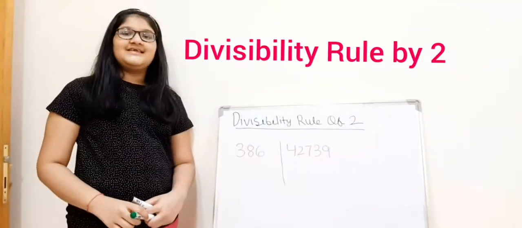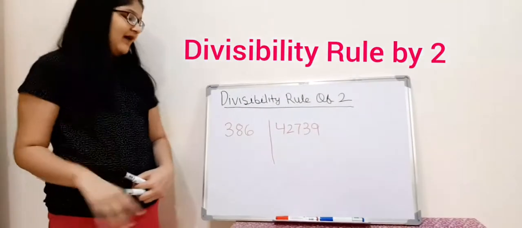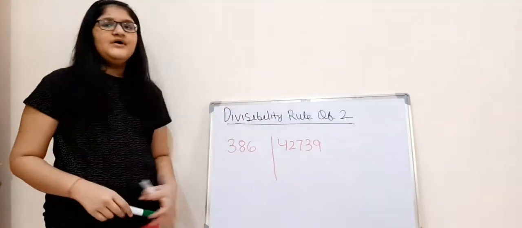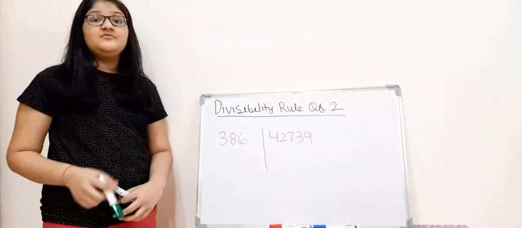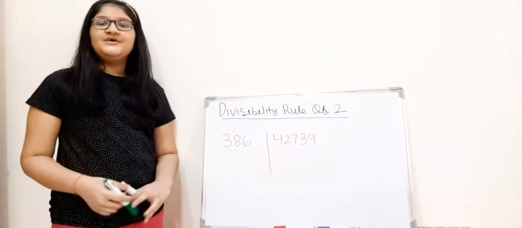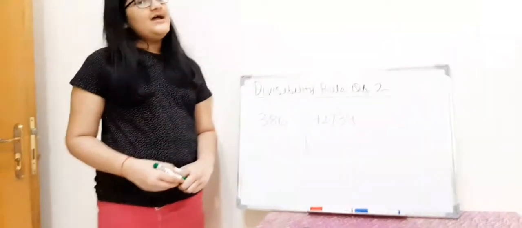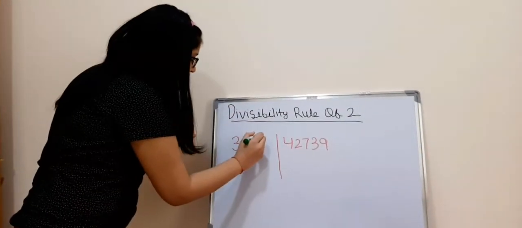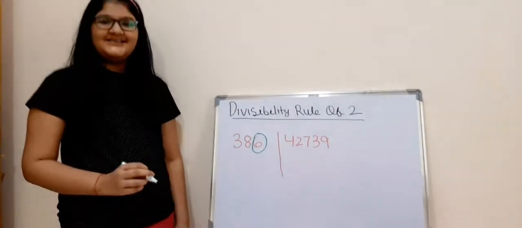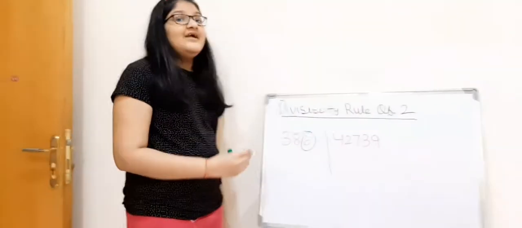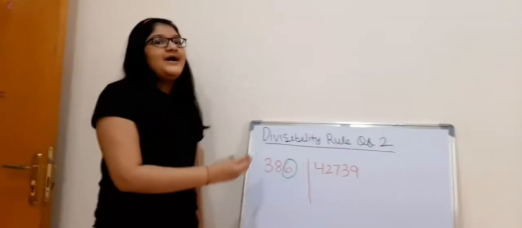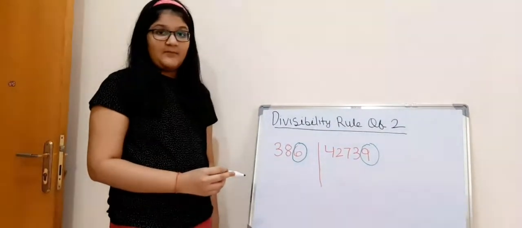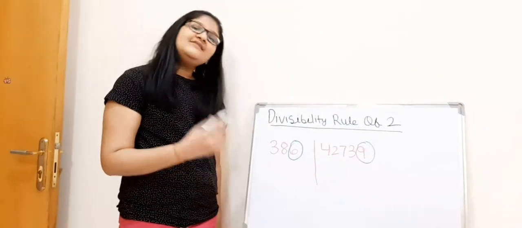So, first let's see divisibility rule by 2. Now, we have two numbers over here, 386 and 42739. Now, can you tell me if these two numbers are divisible by 2 or not by just looking at them? No, right? But then we can do that with the divisibility rule. So what you have to do is just look at the unit digit. So the unit digit is 6. And what is 6? It is an even number. So 386 is divisible by 2. But over here the unit digit, which is 9, is not an even number. It is an odd number. So it is not divisible by 2.